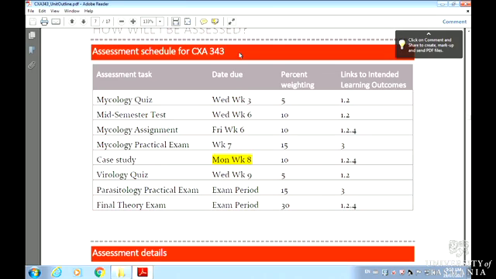So we'll have a couple of small quizzes, not worth much, a mid-semester test, a couple of assignments, and two separate practical exams. And we'll hold this exam for mycology during the semester, so it's still fresh in your mind, as opposed to doing it at the very end of the semester. So there'll be two smaller exams, not one big practical exam.